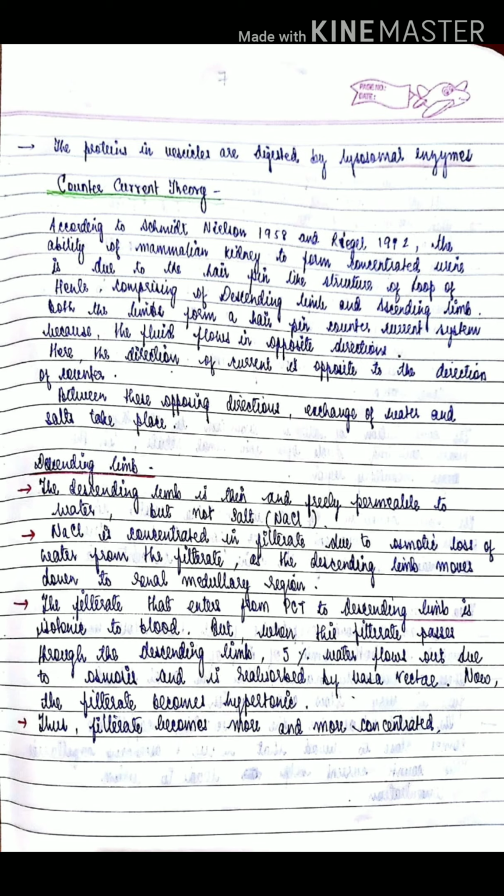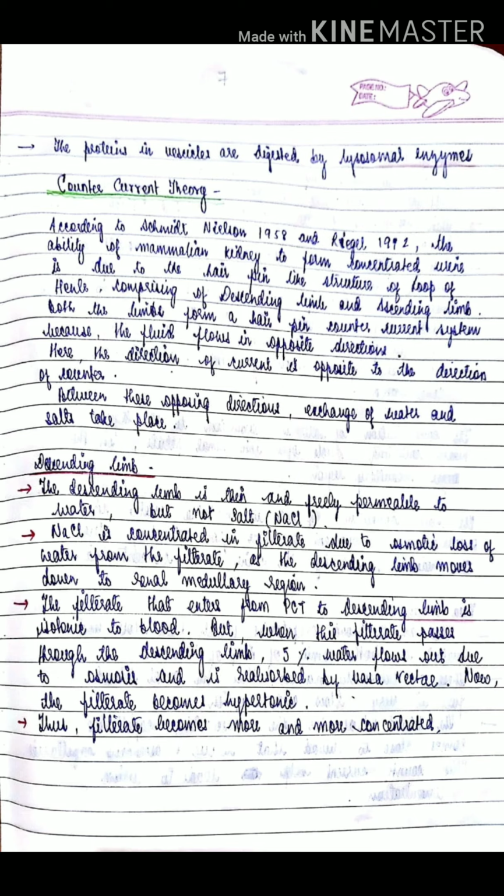In the selective reabsorption process, we will also have to study the countercurrent theory. According to Nelson 1958 and Regal 1972, the ability of the mammalian kidney to form concentrated urine is due to the hairpin-like structure of loop of Henle, which comprises a descending limb and an ascending limb. Both these limbs form a hairpin countercurrent system because the fluid in them flows in opposite directions.